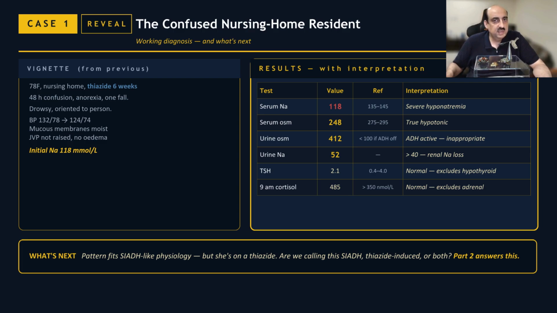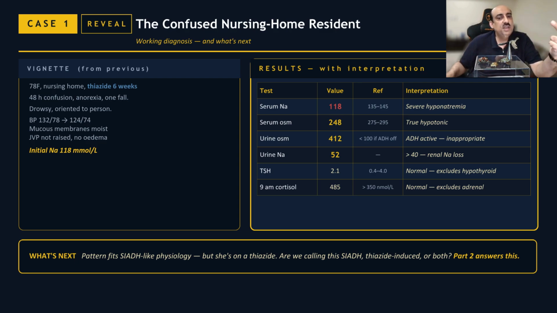Now, it looks like SIADH, but our last criterion out of the 6 was to look at the drugs, especially thiazide diuretics, which this patient has been on for 6 weeks. So this produces an SIADH-like biochemical picture, and the demographics fit with the thiazide diuretic picture because she has been on the medication. Now, you might say, is it pure thiazide? Is it SIADH related? Or is it both? Part 2 of this series will cover and answer this in more detail. For now, please hold on to the picture: euvolemic biochemistry, which is hypotonic.